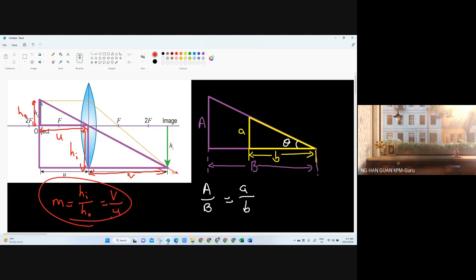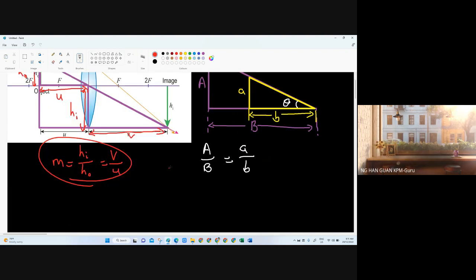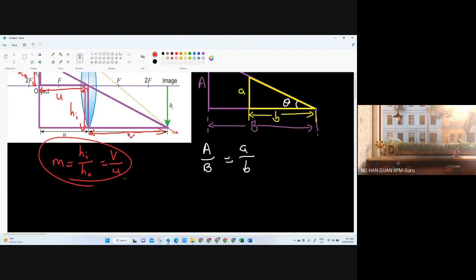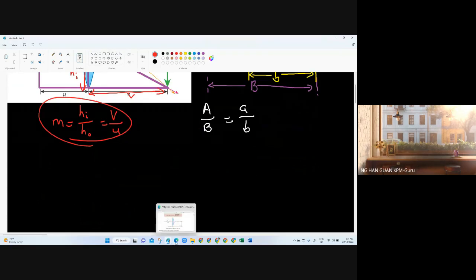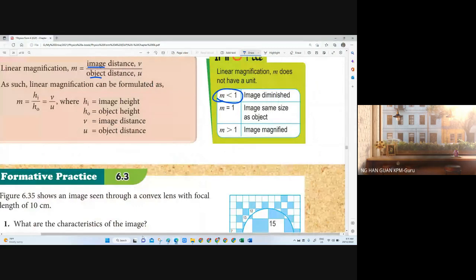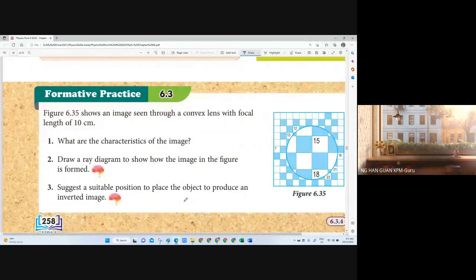You need to understand this because sometimes the question will give you a diagram. I think the other day I gave one essay question for this, similar to this one. So once you understand the triangle concept, then for the ray diagram that you draw, it shouldn't be a problem. Okay. So this is about these magnification equations.